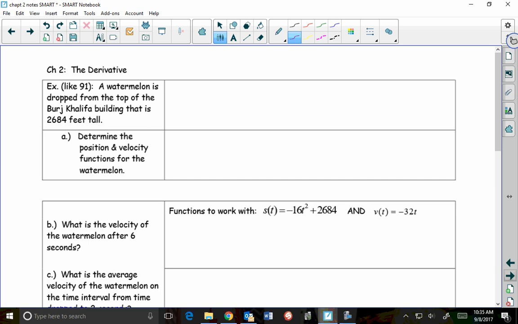A watermelon's dropped from a building that is 2,680 feet tall. Okay, I got this building going on. I got this watermelon. I don't know what a watermelon looks like very well. So, I have a watermelon, and it's going to be dropped. Okay, Lyric's going to just kick it off. Alright, let's boot it off. Where's your little hay button? So, Lyric's going to roll that watermelon off the top of the building.